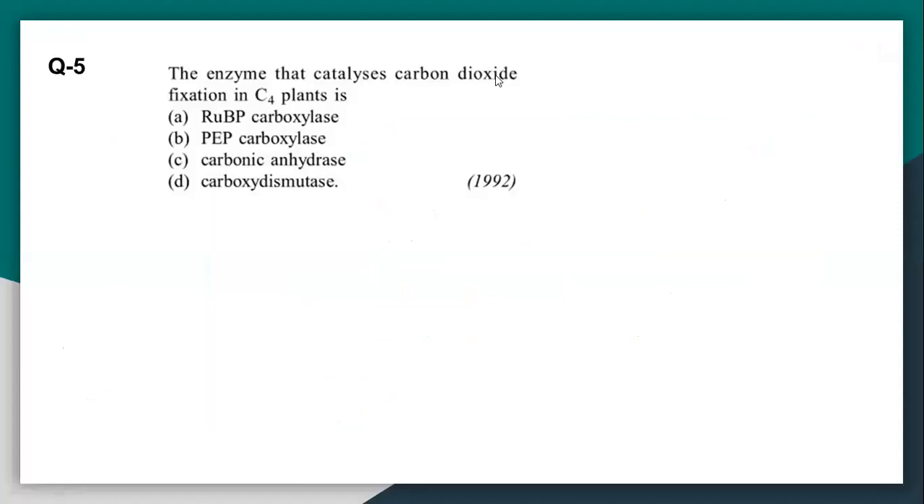So which enzyme catalyzes the carbon dioxide fixation in C4 plants? I have told you there is a CO2 acceptor. In case of C3 plants, the CO2 acceptor is RuBP, ribulose 1,5-bisphosphate. RuBP combines with CO2 to form PGA, or phosphoglyceric acid, right?